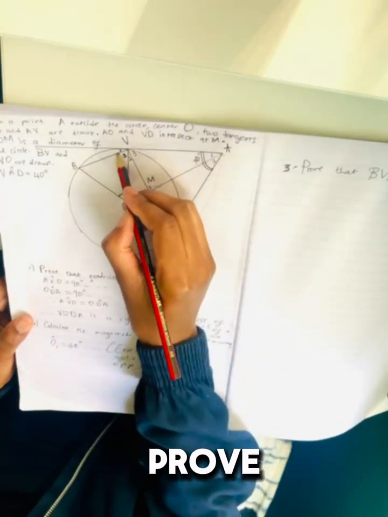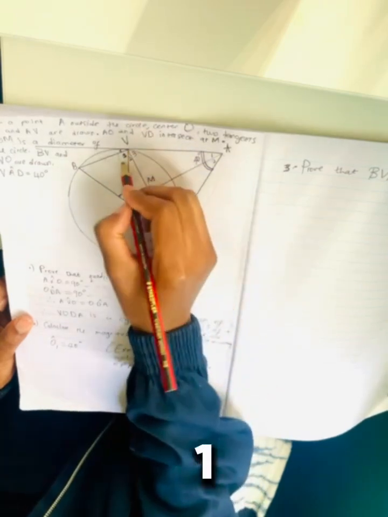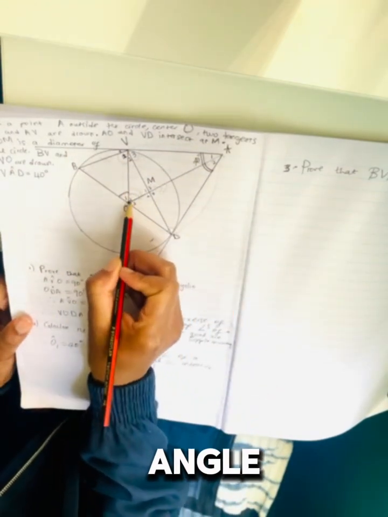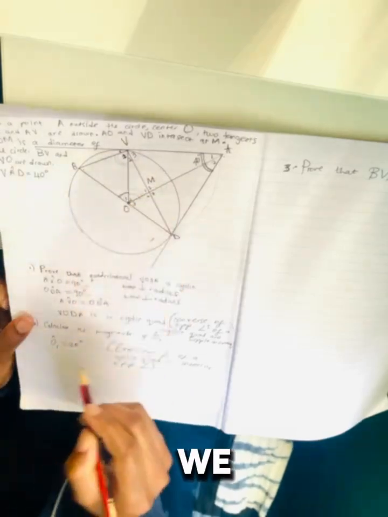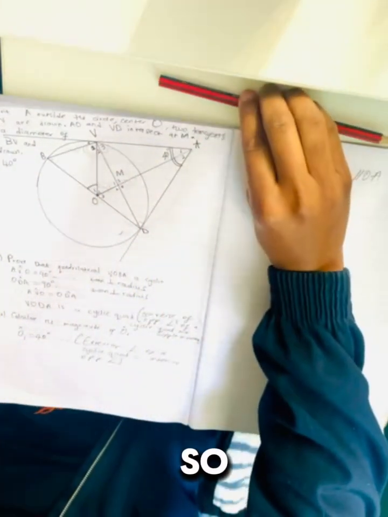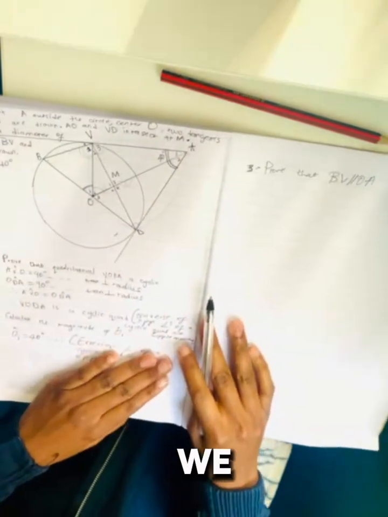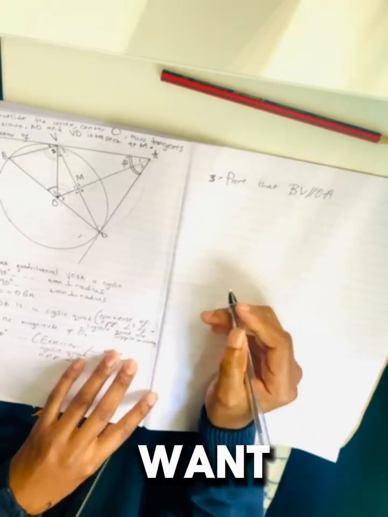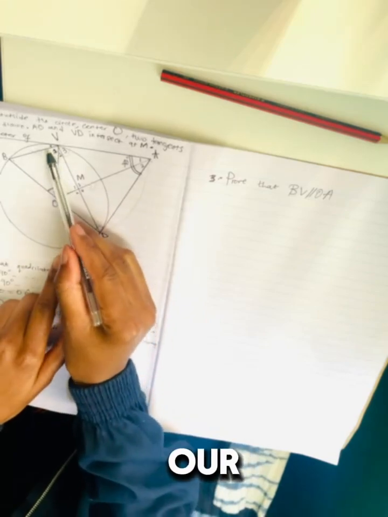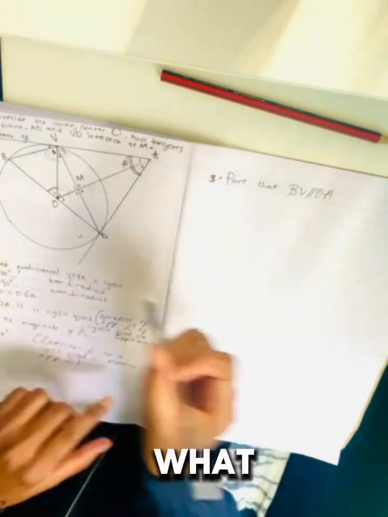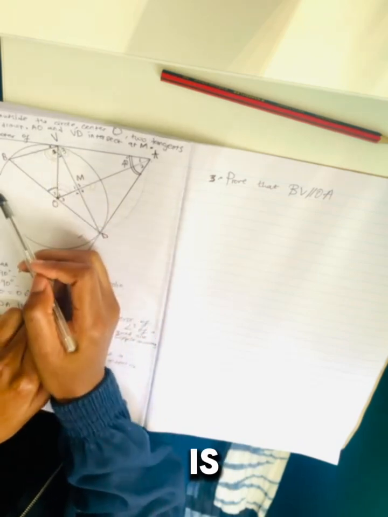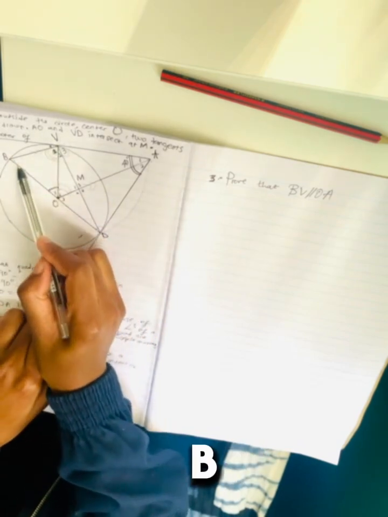Either we prove that V1 is equal to angle O2. So we need to prove that. Now we're going to check. We want to know what our V1 is. What we are seeing here is that V1 is equal to the angle at B. Why?